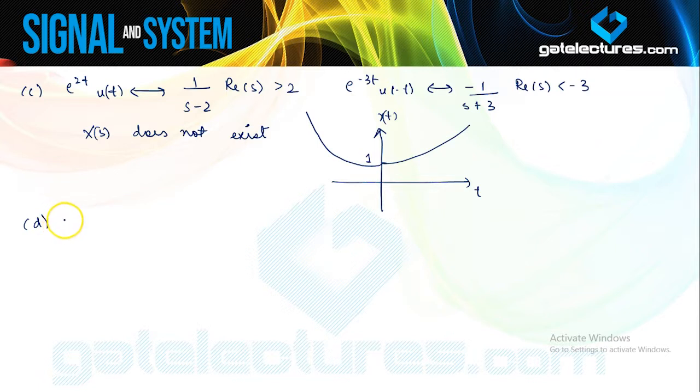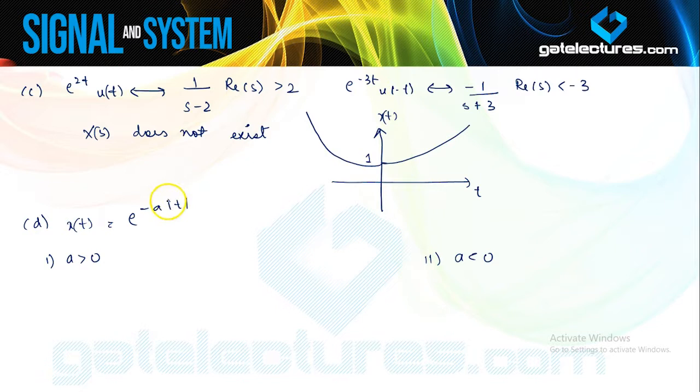So now look at the last one. They've given you x(t) is equal to e to the power minus a mod t. So now what do we say? We have to find X(s) and sketch the pole-zero plot and ROC for two conditions. First is a greater than 0, second is a less than 0. So, okay, these are the two conditions.